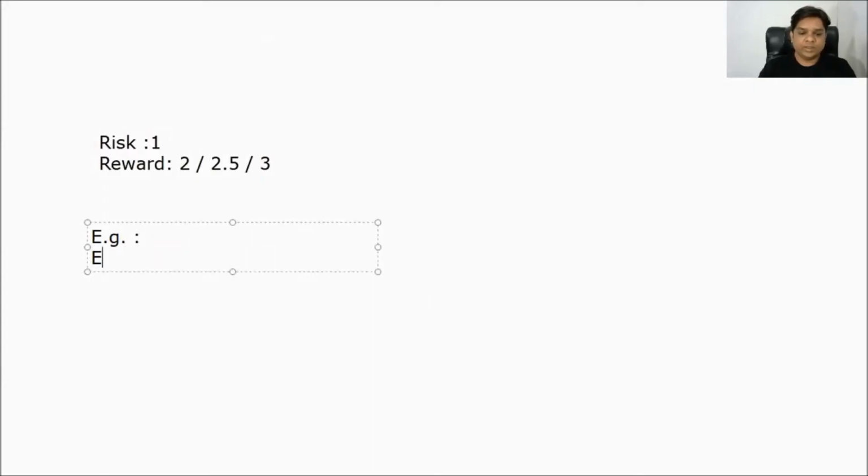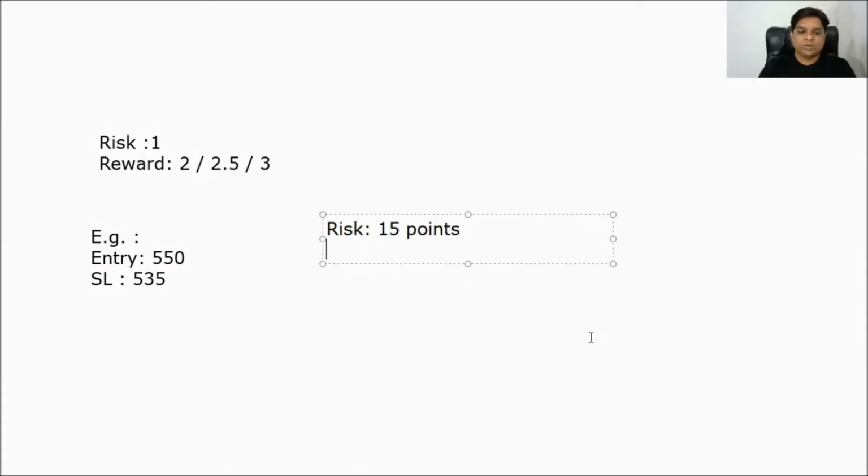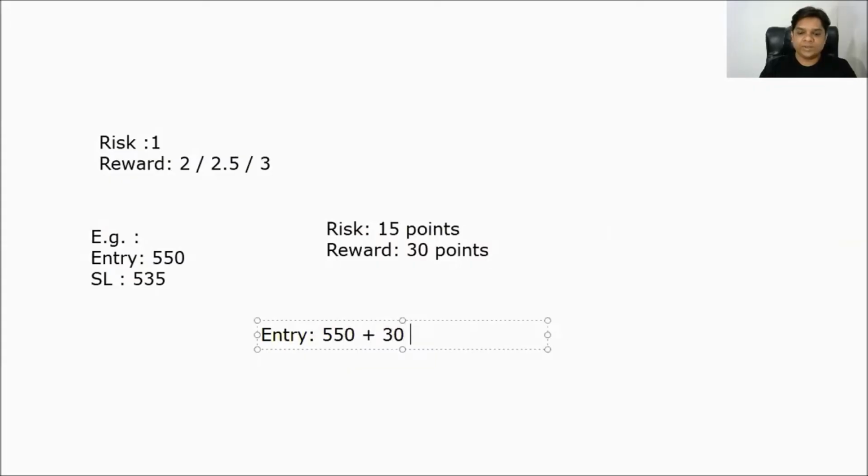Example: your entry price of a particular stock is 550 and your stop loss point area is around 535. So what is your risk here? Your risk is 15 points. So what would be your reward point as a target area? Minimum around 1:2, so 30 points. So from the entry level of 550, plus 30 points is your target, so 580 would be your target zone to book your profits.